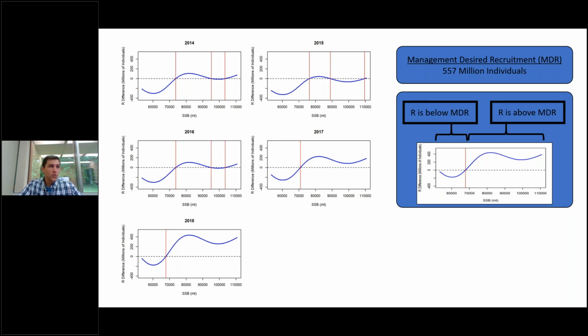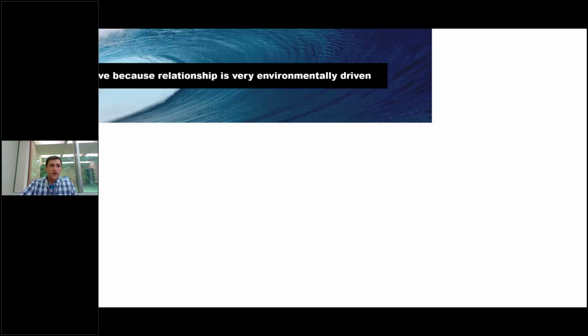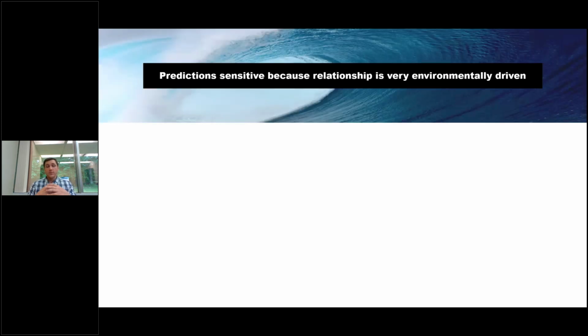And each plot is for a different year, indicative of different yearly fluctuating thermal habitat parameters. And thus the plot changes between years because of these changing environmental covariates year to year. So this model may prove useful for future management of lobster. Recruitment calculations from spawning biomass are very sensitive because they're very environmentally driven. They seem to change more from the environment than from spawning biomass itself.